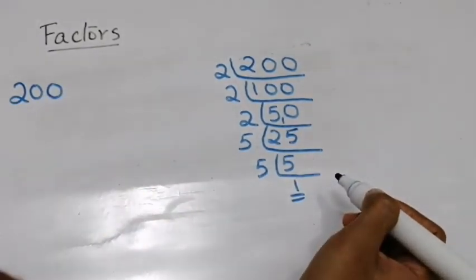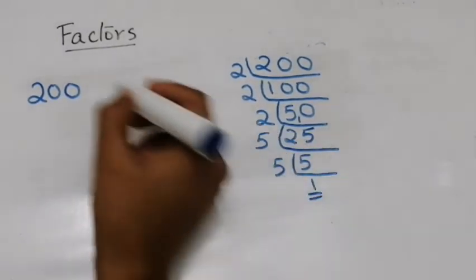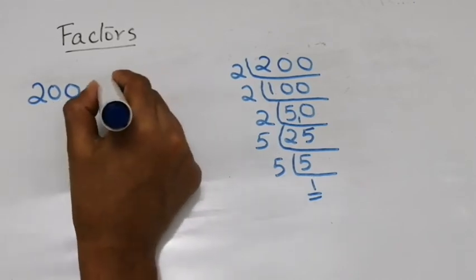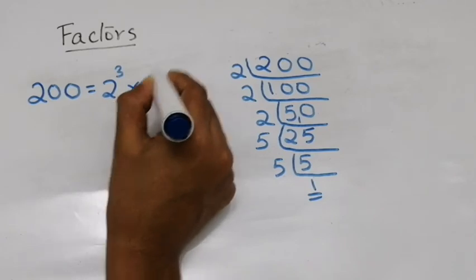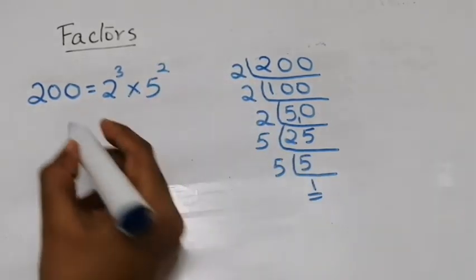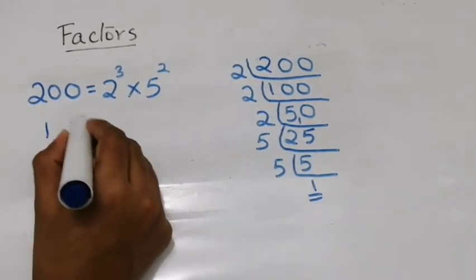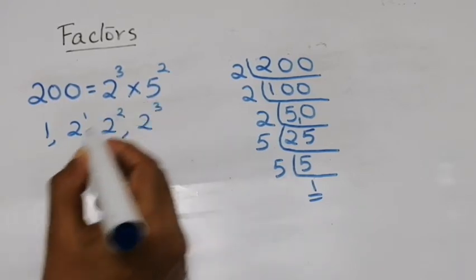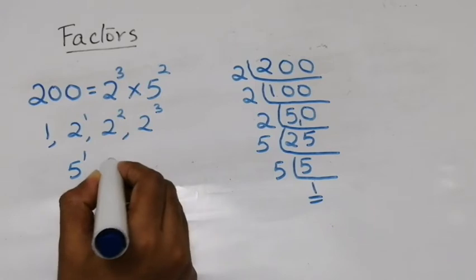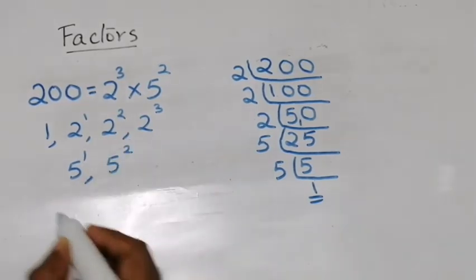You have to keep practicing this one, children. Same like division only. So, how many 2's are there? There are 3 2's. And how many 5's are there? There are 2 5's. So, how can we write: 1, 2 to the power 1, 2 to the power 2, 2 to the power 3, next one 5 to the power 1 and 5 to the power 2.